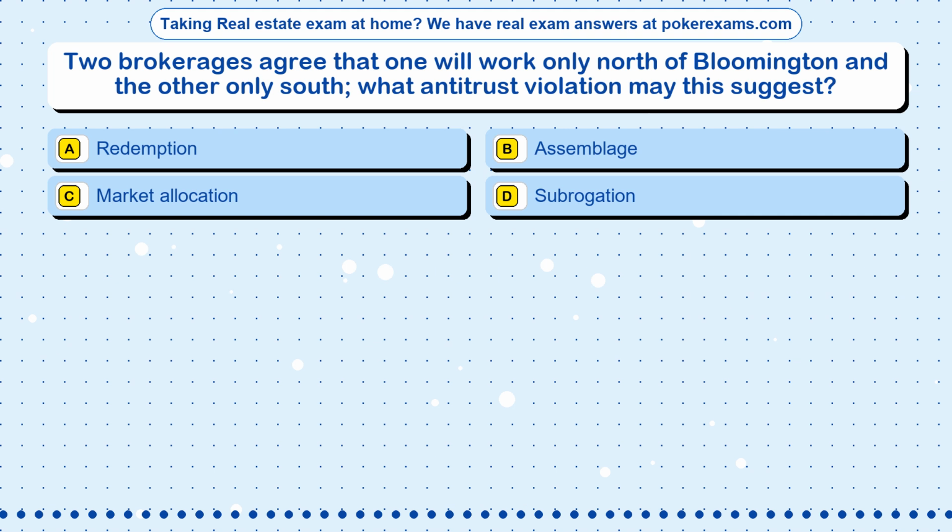Question 51. Two brokerages agree that one will work only north of Bloomington and the other only south. What antitrust violation may this suggest? Option A. Redemption. Option B. Assemblage. Option C. A market allocation. Option D. A subrogation.